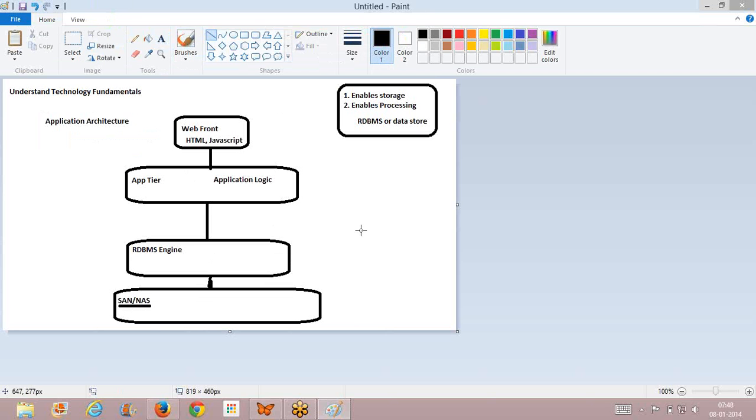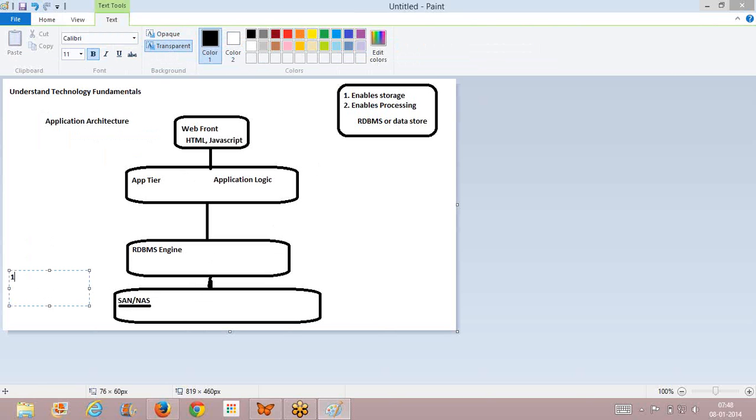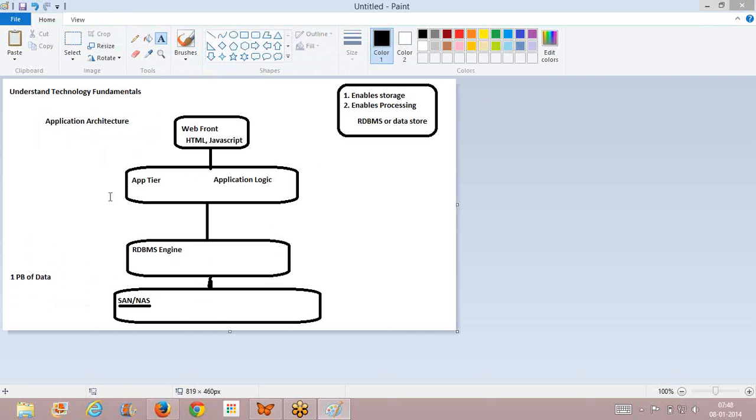Now, let's say we are talking about a petabyte or a terabyte of data. Let's say 1 petabyte of data. Obviously it will not be stored in the engine, it will be stored in the SAN and NAS. Which essentially means if you are trying to query or process, there will be a request going to the DBMS engine. The DBMS engine is going to bring the data because the processing has to happen in the DBMS engine. So all the data is going to get pulled from here to the DBMS engine.